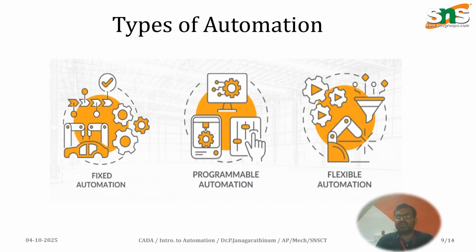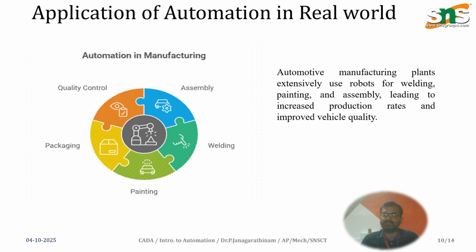So these are the types of automation process. There are n types of automation available, like fixed automation, programmable automation, and flexible automation. In our computer aided designing process, we are going to use the flexible automation system. That's why we mention it as a flexible manufacturing system. This comes under the category of flexible automation system.